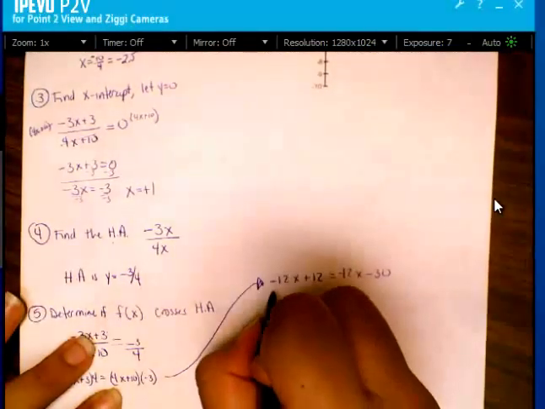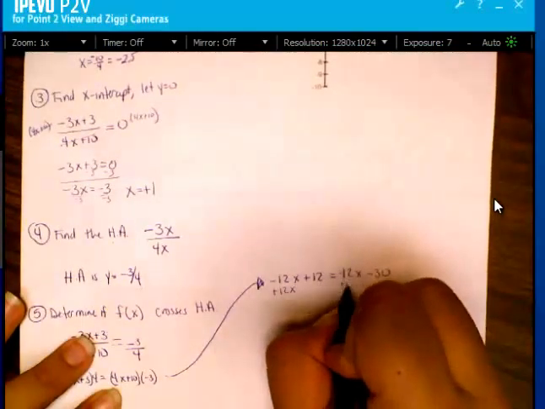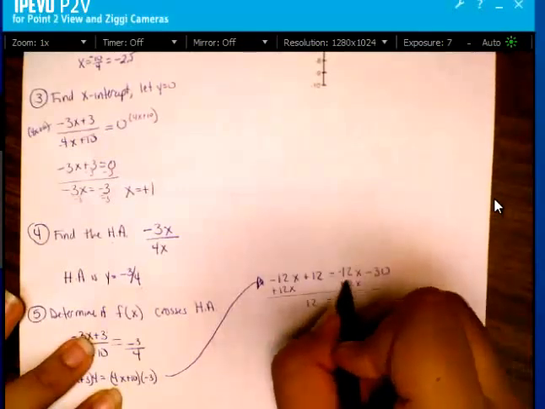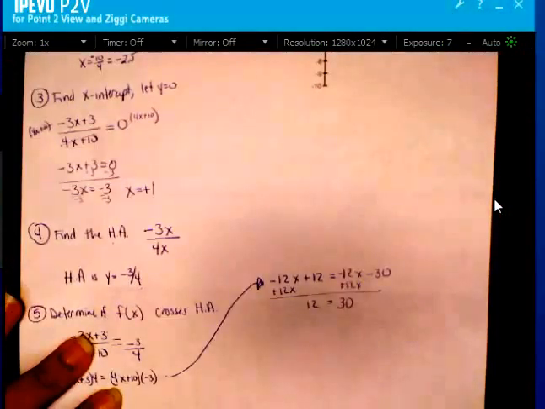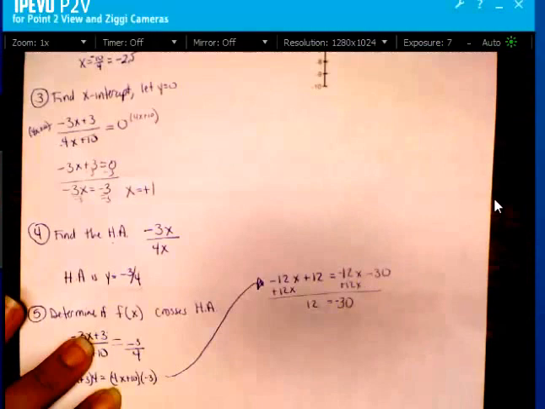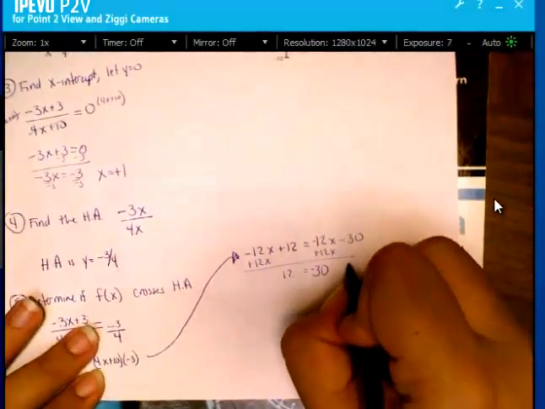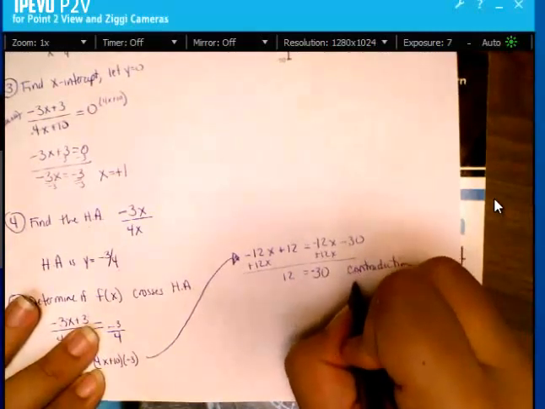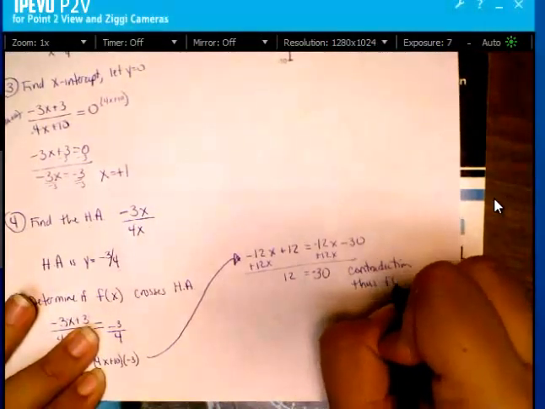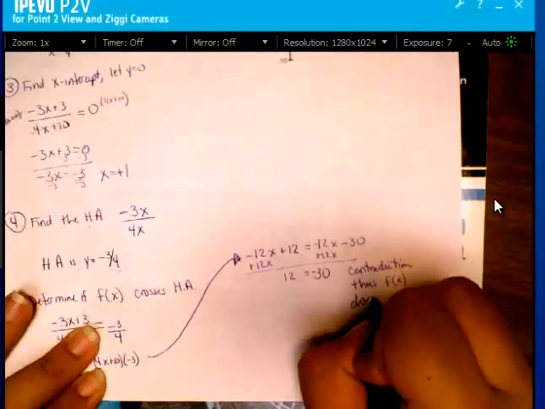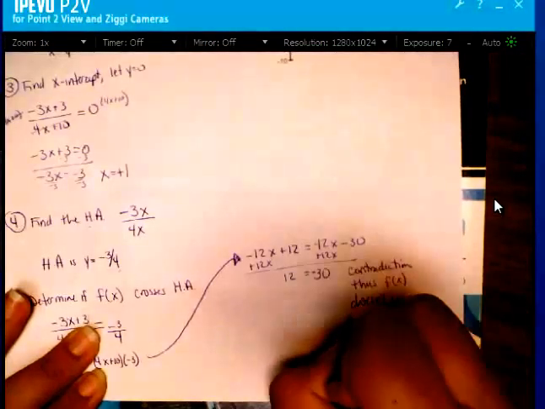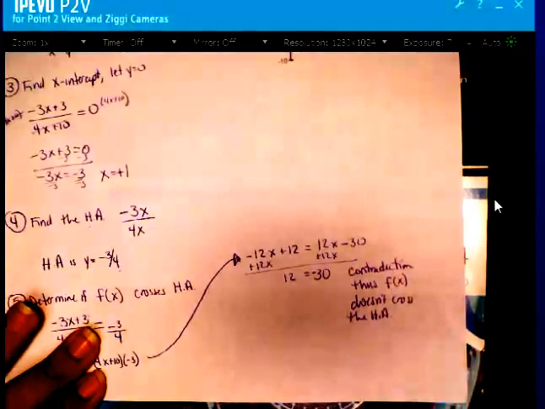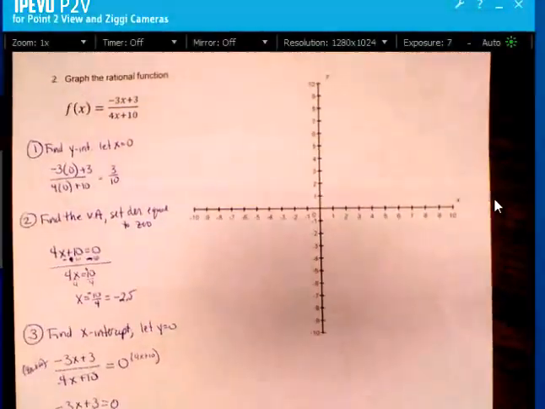Okay, I'm going to add 12 to both sides, add 12x to both sides. So we get 12 equals, that reduces to 0, this reduces to 0, so we get 12 equals negative 30. Well, that is a contradiction, which means, or thus, f of x doesn't cross the horizontal asymptote. Okay, so now let's go ahead and graph this.